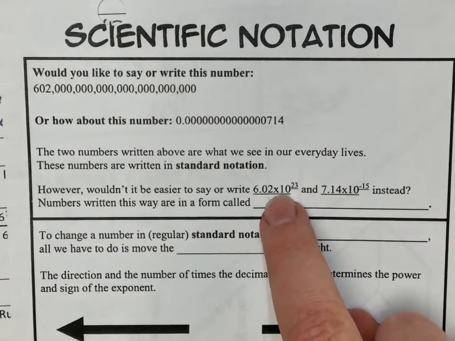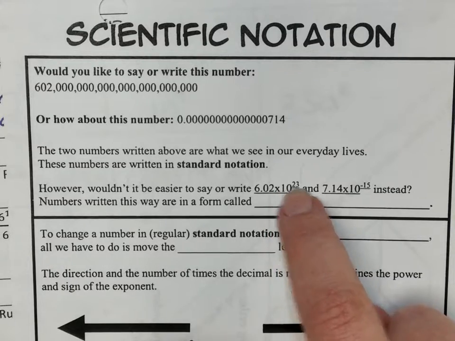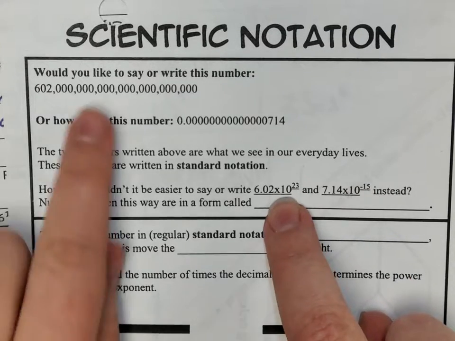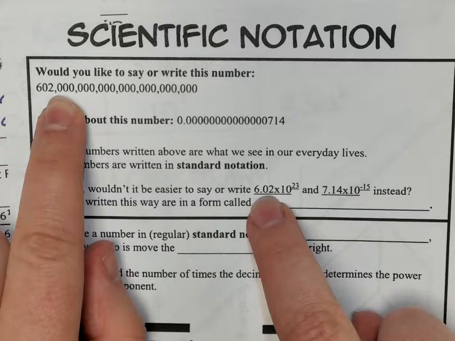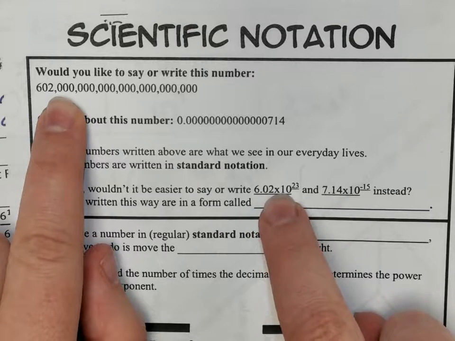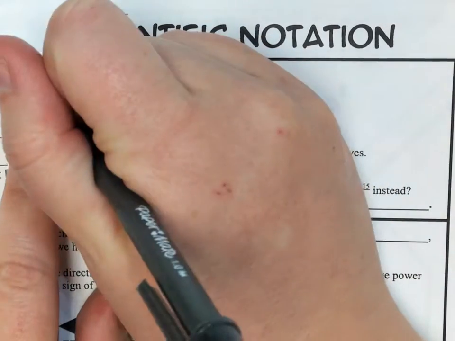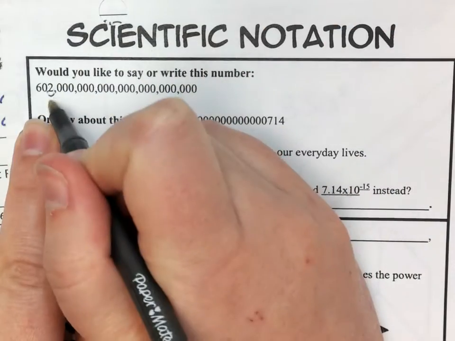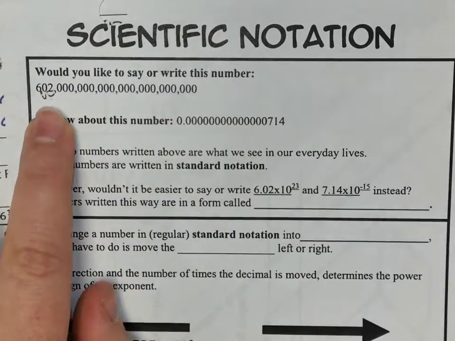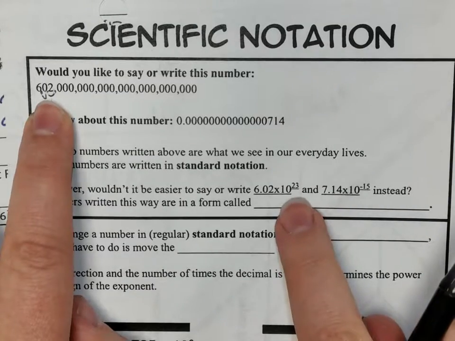Scientific notation is when we have that times 10 and an exponent. So this number right here would be 6.02 times 10 to the 23rd power. So y'all told me there were 21 zeros, but we'd also have to move the decimal in front of this 2 and then this other 0. So that would be where that 23 came from.